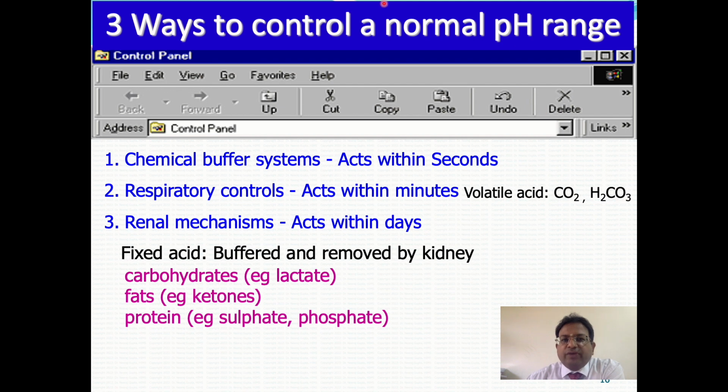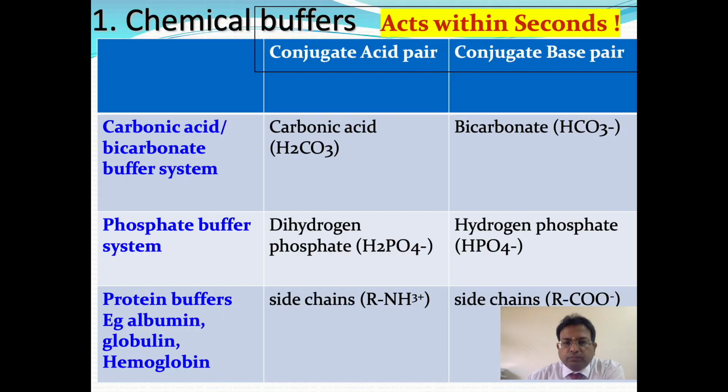Now, as I have told previously, there are three ways the body uses to keep the pH in the normal range, of which number one is the chemical buffers, which act within seconds. So let's see these chemical buffers. We have the carbonic acid bicarbonate buffer system, the phosphate buffer system, and protein buffers, for example albumin, globulin, hemoglobin. These chemical buffers act within seconds, and they exist in dual conjugate acid and base pairs.